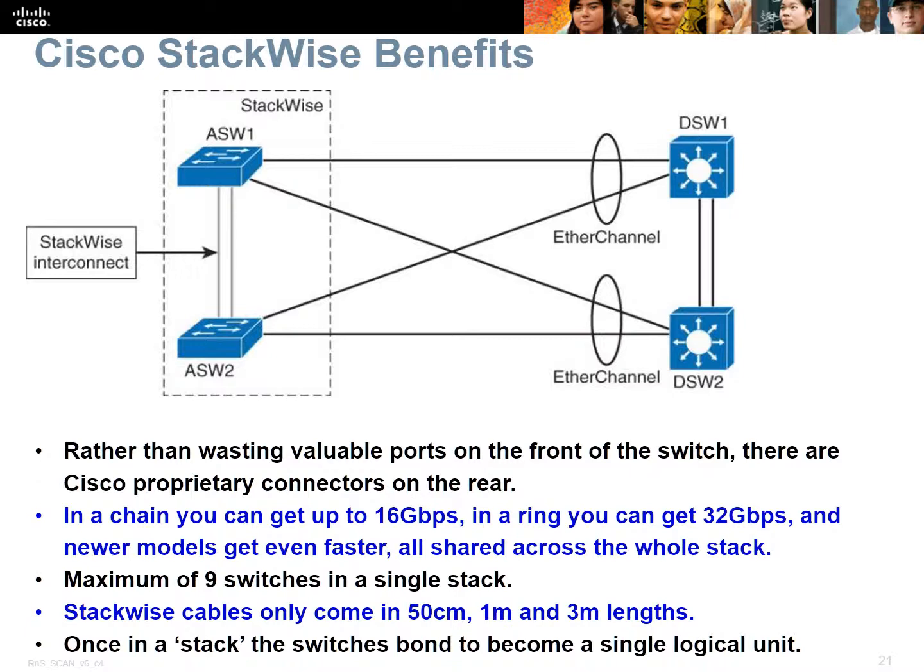Now, my facts and figures, 16 gig and 32 gig. I'm pretty sure the new model of Stackwise is much faster than that. And with Stackwise cables, the speed comes with a sacrifice: 50 centimeters, 1 meter, and 3 meters. You cannot do physical stacking across multiple buildings. That just doesn't work. They have to be in the same rack pretty much.